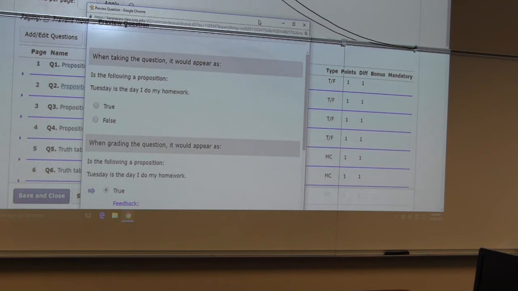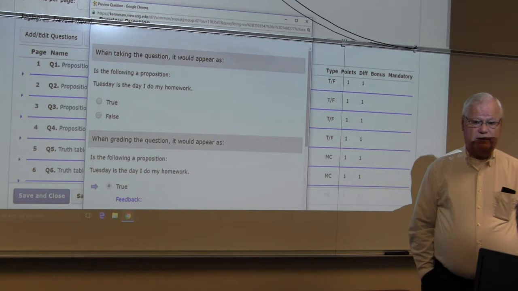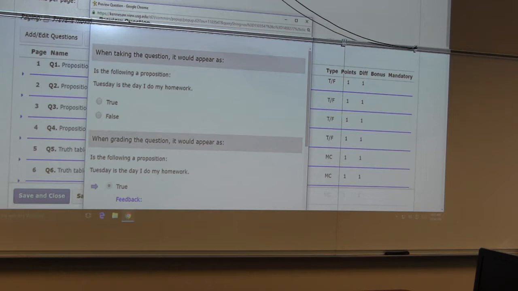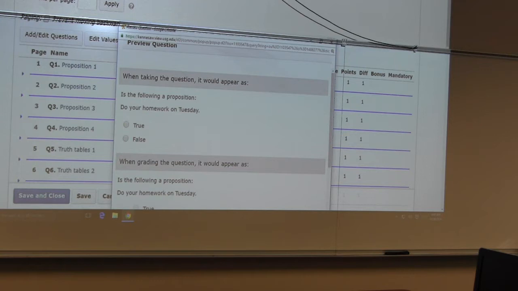What about this one? Is that a proposition? Tuesday is the day I do my homework. Yes. It's kind of like if it's a fact, then it's a proposition. What about this one? Is this a proposition? Do your homework on Tuesday. No, because that's not a true or false statement, is it? It's an order. So that's not a proposition.